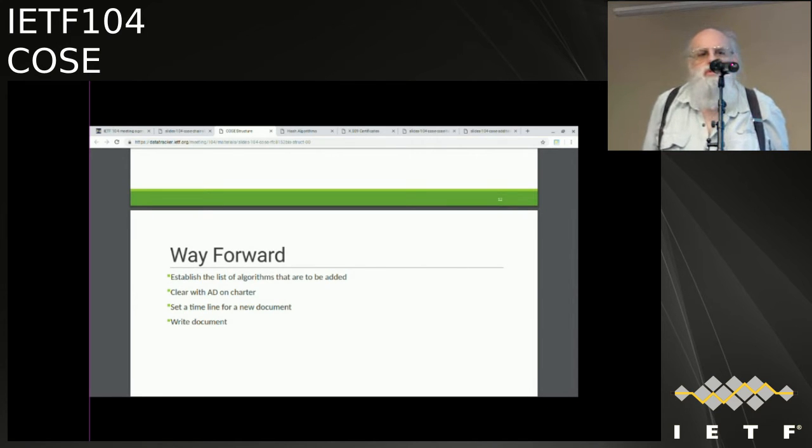We'll have to make sure that the AD is happy that we can do this in our charter, because our charter says we'll do the things which are needed by suit and other types of people. And these are probably algorithms which they are not directly asking for. We're just doing them.